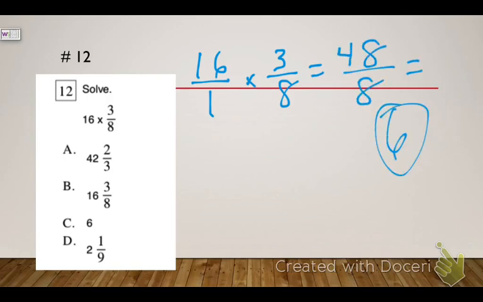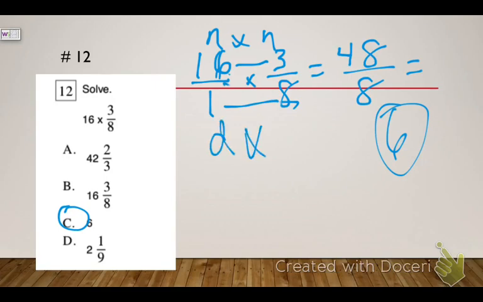Answer, 6. Right there. I do not understand why we are taking 16 times this and 16 times that. That is wrong. Don't do that. It is 16 times 3 and 1 times 8. Numerators times numerators. Denominators times denominators. I am shocked that we thought we should write the reciprocal. It's only when we're dividing.